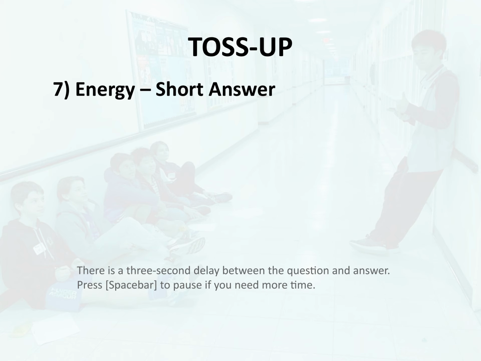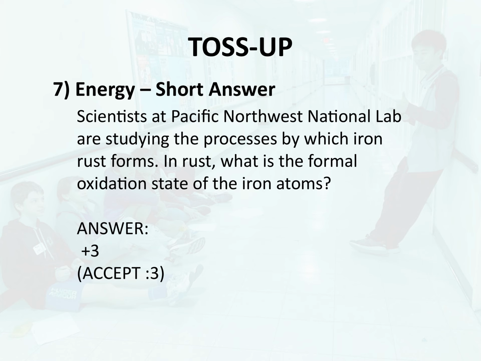Toss-up 7. Energy, short answer. Scientists at Pacific Northwest National Lab are studying the processes by which iron rust forms. In rust, what is the formal oxidation state of the iron atoms? Answer, +3.